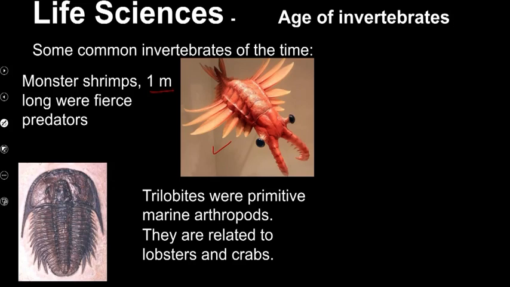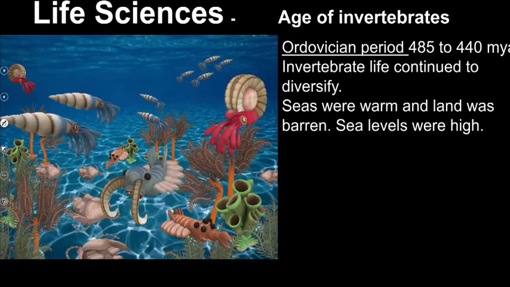Another animal common at the time was something called a trilobite, and this was an arthropod, and this is an actual fossil of a trilobite, and they were very, very common back in the Cambrian period, and they're basically related to lobsters and crabs.